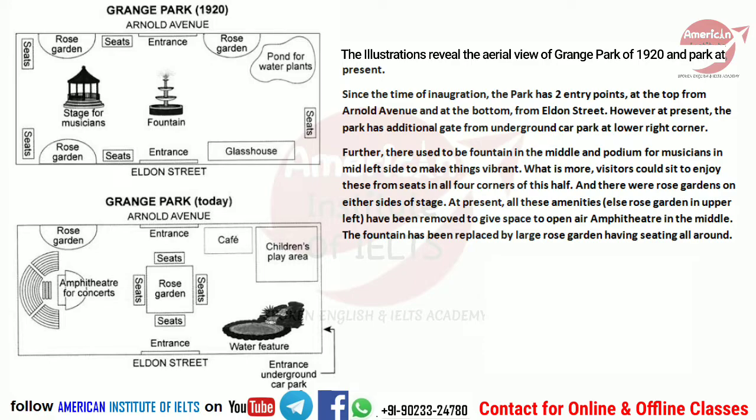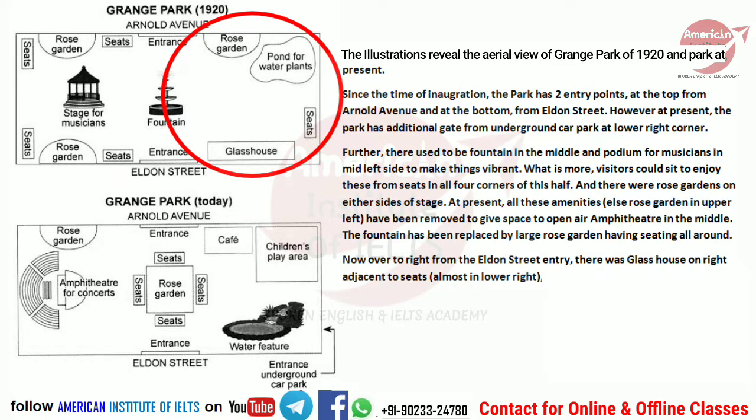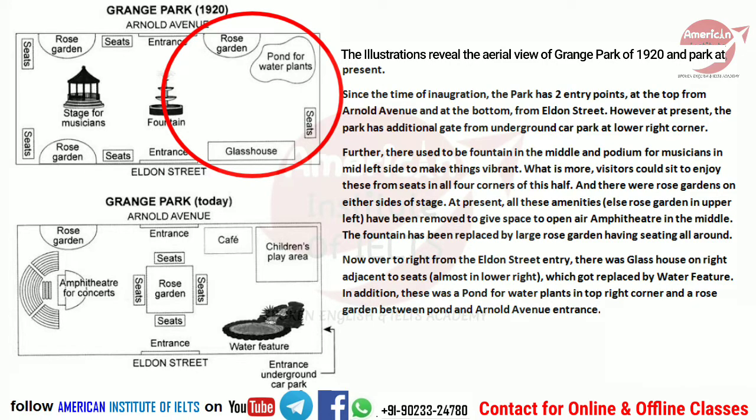Now let's talk about things which are on the right side. Over to the right from the Eldon Street entry, there was a glass house on the right adjacent to seats, almost in the lower right. The location of these seats got replaced by a water feature. At present there is a water feature. Now we will talk about the remaining things which are on the top right.